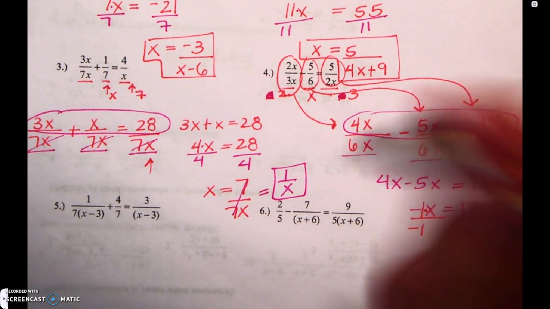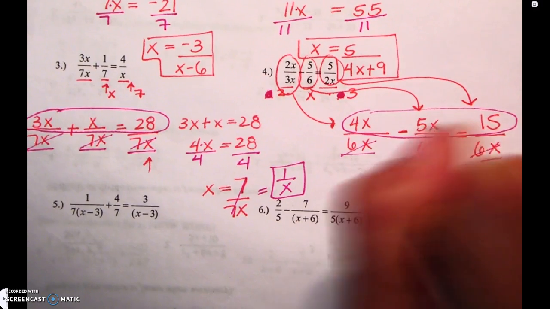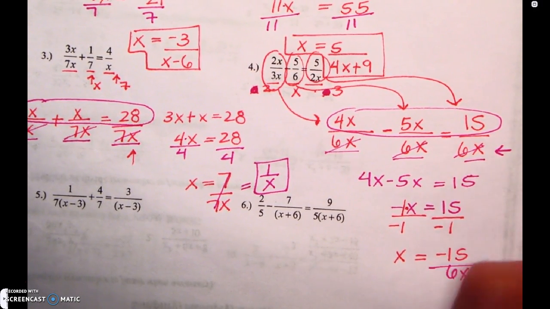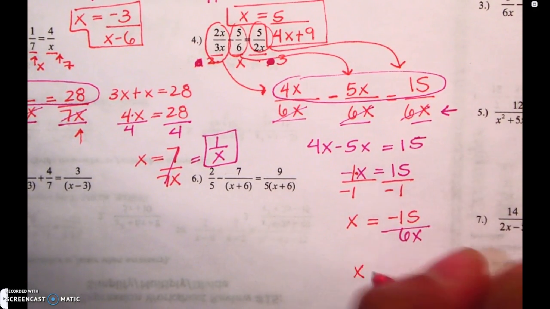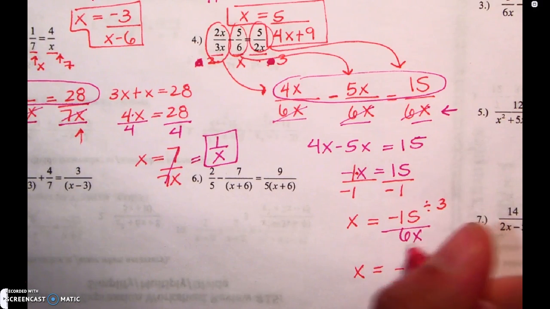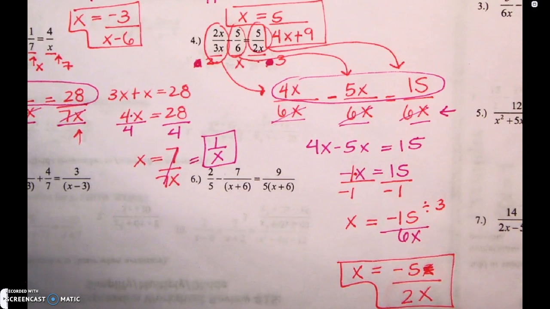I can't forget about my denominators that I had ignored originally, so now I need them back. And so I'm going to put negative 15 over 6x. And you can reduce that fraction by 3. So negative 15 divided by 3 is negative 5, and 6 divided by 3 is 2x. So this is my final answer.